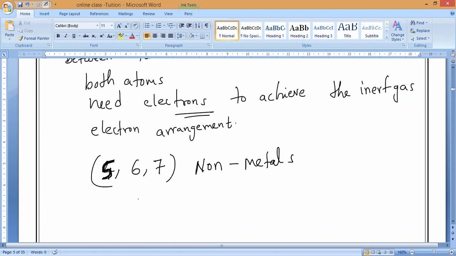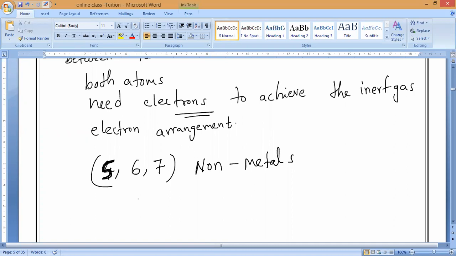Another one with 4: suppose, for example, you take carbon. Carbon, what is the valency? Either it needs to donate 4 electrons or needs to gain 4 electrons. Correct or not? So what will happen? No donation possible, no receiving possible. That is why it will go with what? Sharing of electrons. Correct or not?